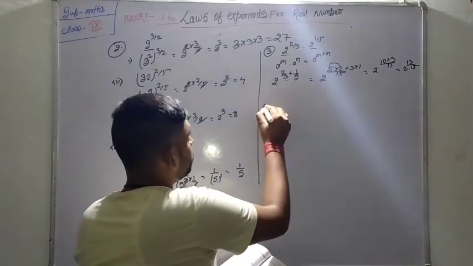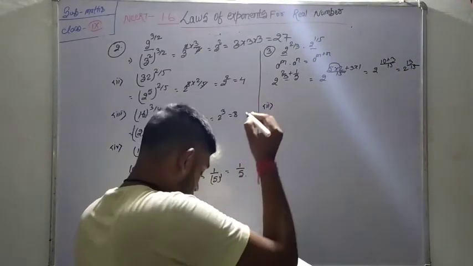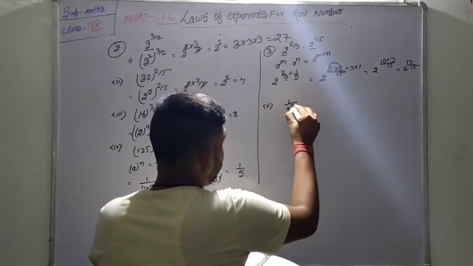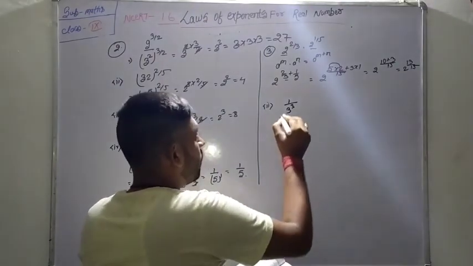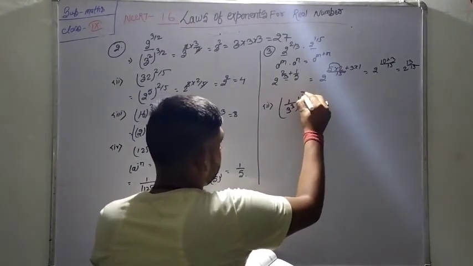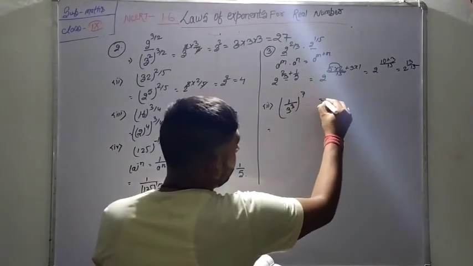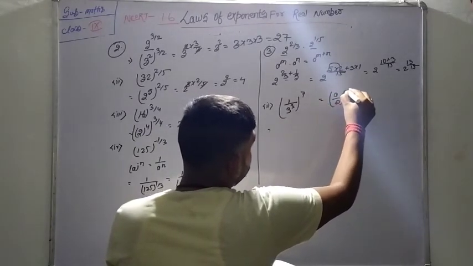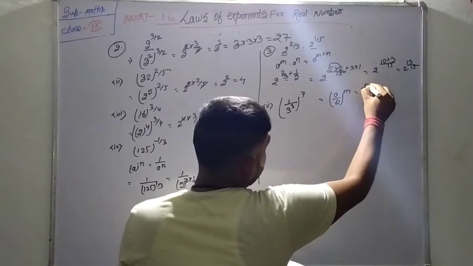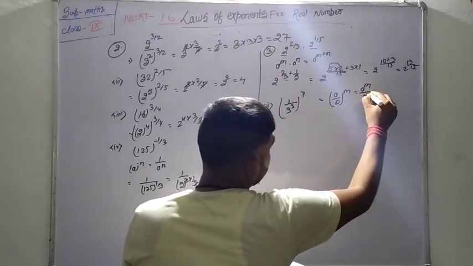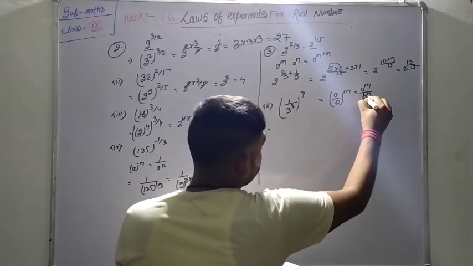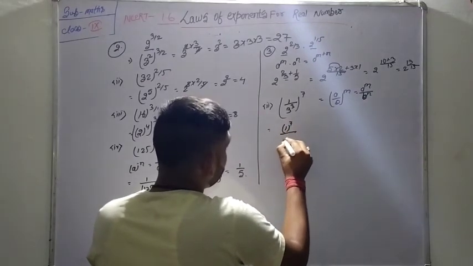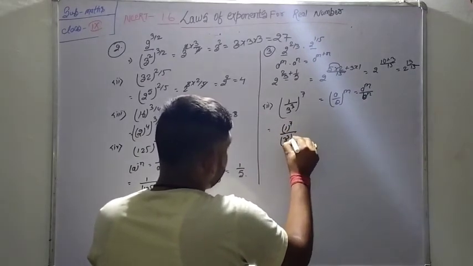Now problem number 2, 1 upon 3 raised to the power 3 twice 7. So we know that a upon b raised to the power m is equal to a raised to the power m upon b raised to the power n. Sorry, b raised to the power n. Then 1 raised to the power 7 upon 3 raised to the power 7.